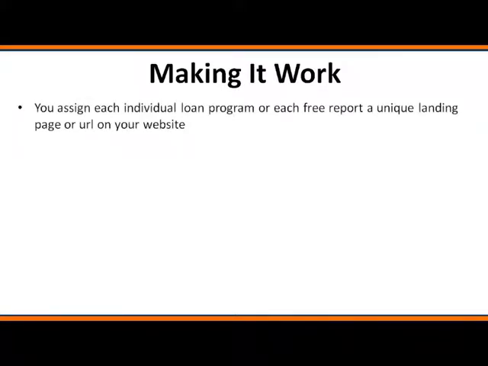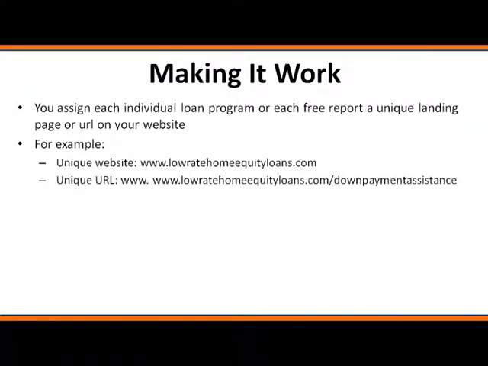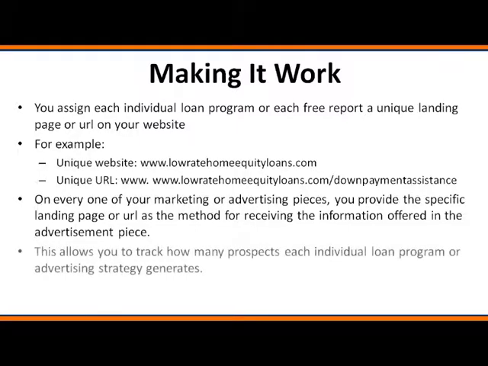You assign each individual loan program or each free report a unique landing page or URL on your website. For example, if your website is lowratehomeequityloans.com, then you create a special URL that would have down payment assistance on it. Okay. And on every one of your marketing or advertising pieces, you provide the specific landing page or URL as the method for receiving the information offered in the advertisement piece. This allows you to track each individual loan program or advertising strategy and how many leads it generates.